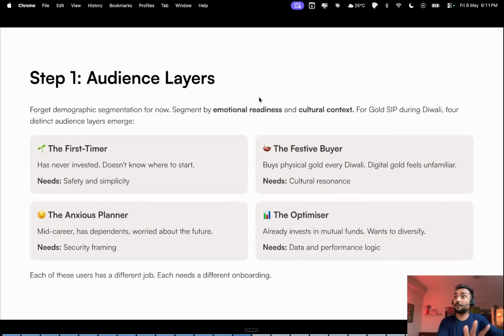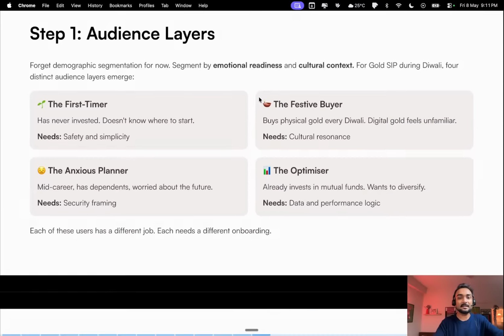Now imagine four kinds of people, four different needs, four different jobs to be done, four different requirements from the onboarding experience. ठीक है चलो.